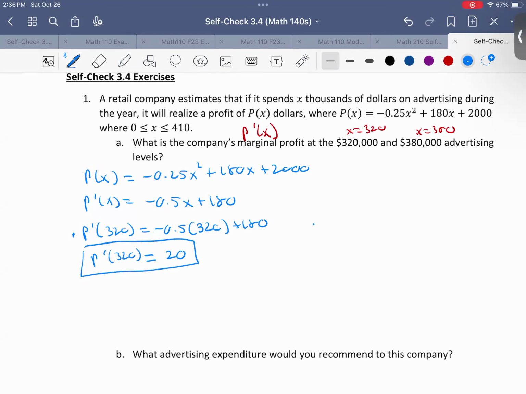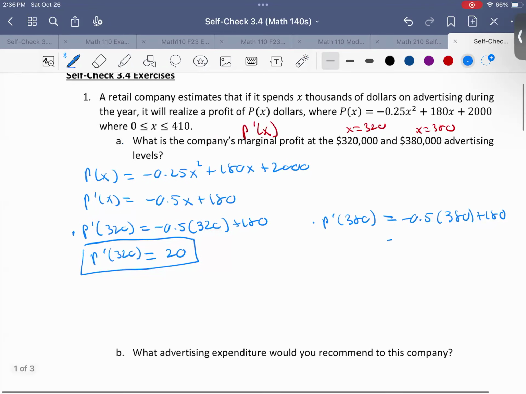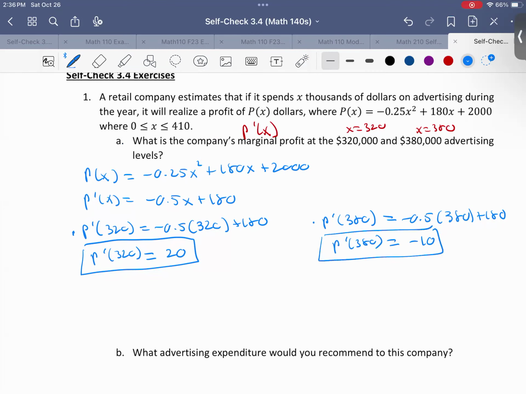Okay, so likewise, let me plug 380 into the same derivative. Negative 0.5 times 380 plus 180. And what this becomes, if you do the calculations, is negative 10. Okay, so at the 380,000 spending level, we have a marginal profit of negative $10.